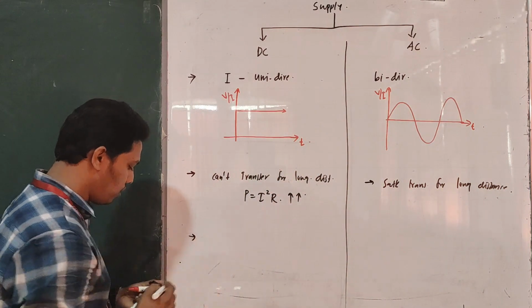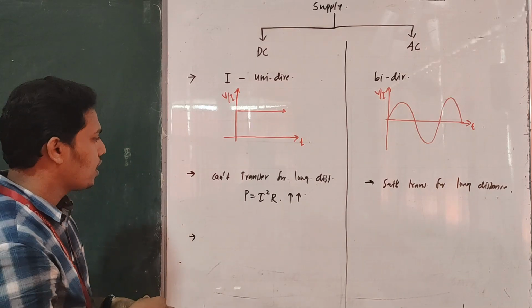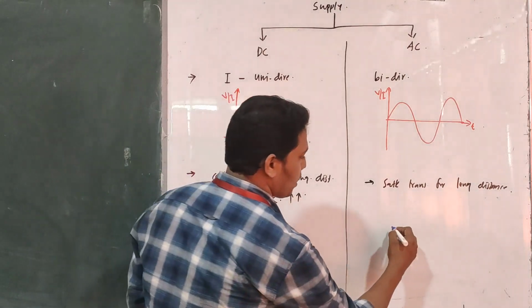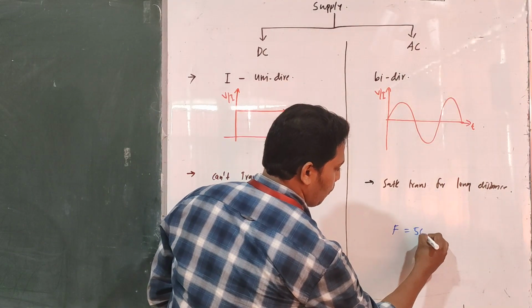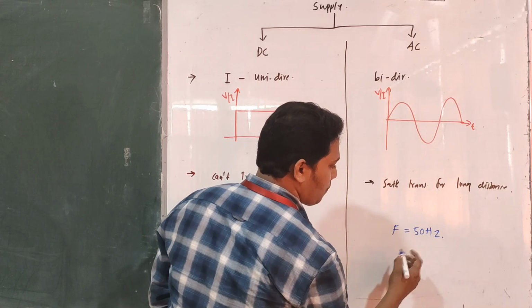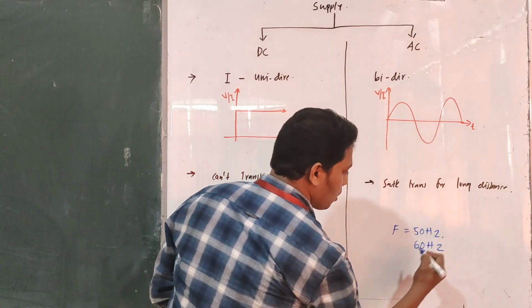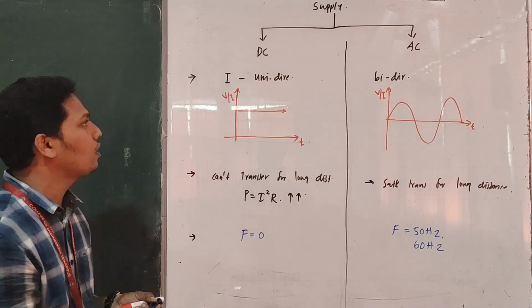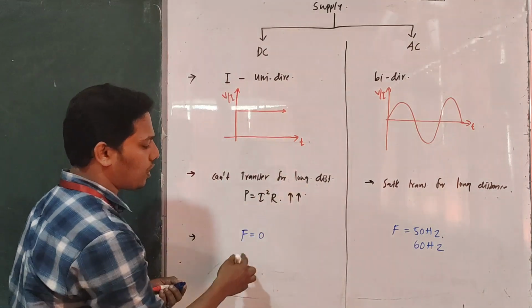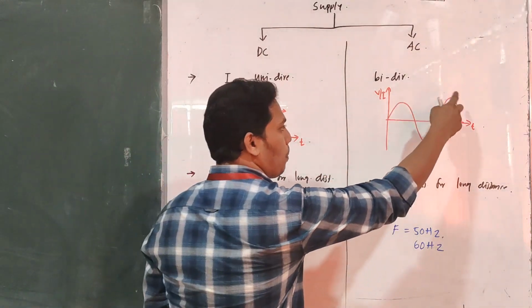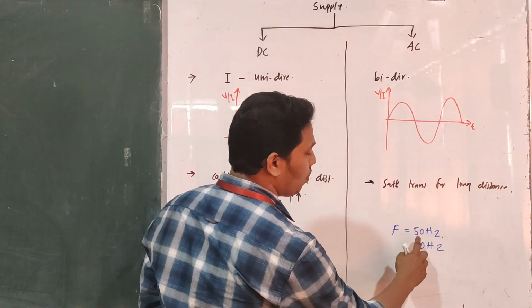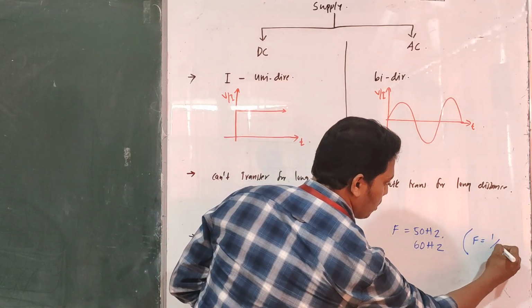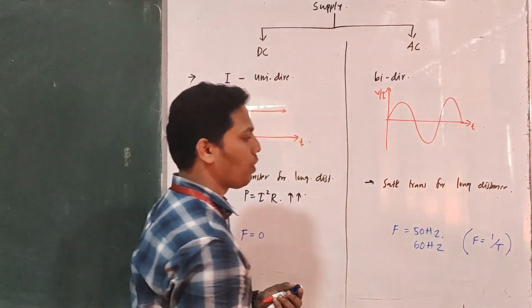The third point: in DC, the supply frequency is 0. Zero is the frequency for DC. But in AC, in India, the frequency is 50 Hz. In some other countries, the frequency is 60 Hz. Frequency is the number of cycles per second. In DC there is no repeating cycle, so the frequency is 0. But in AC the repeating cycle is there, and the frequency is 50 Hz or 60 Hz. The relation between frequency and time period is that the reciprocal of the time period is equal to the frequency.